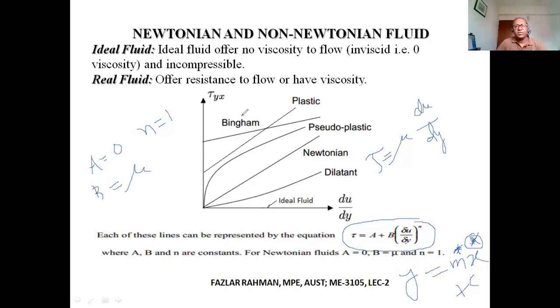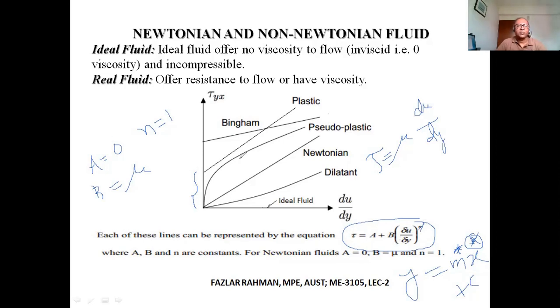But if you're talking about the plastic, then the intersection will be somewhere over here. What does it mean? Even when velocity is 0, they have some shear force. So for plastic, the equation will be this one, tau equal to A plus B, and you see this equation is a straight line. So for plastic, the value of n will be 1. Okay.